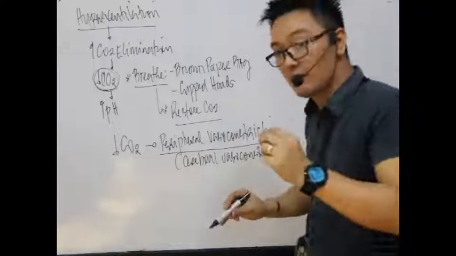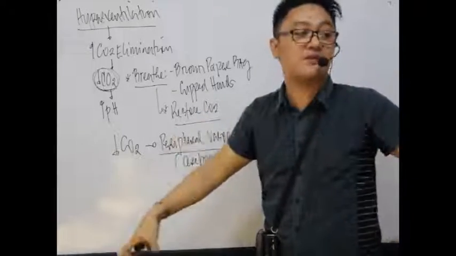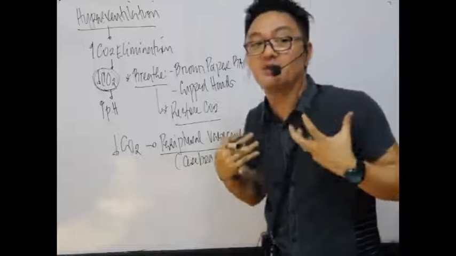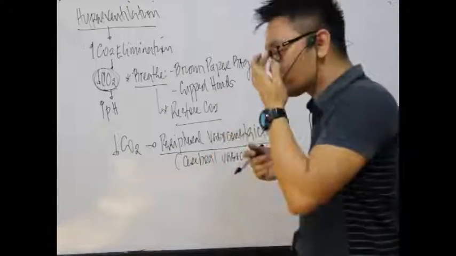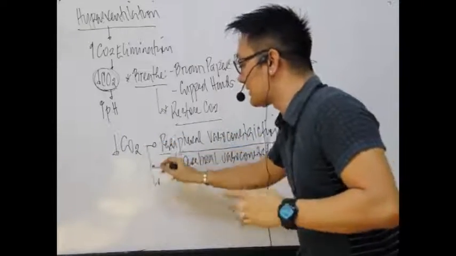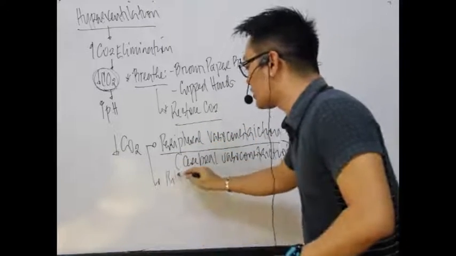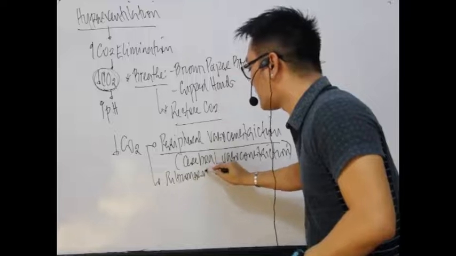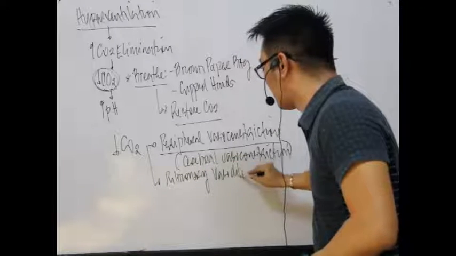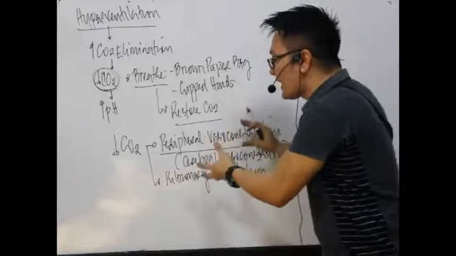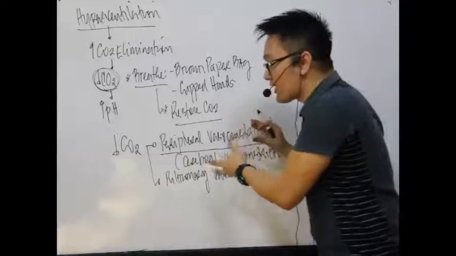Am I right? The blood vessels in the brain, therefore, it causes cerebral vasoconstriction. Now, the blood vessels in the peripheral area will constrict, but the blood vessels in the pulmonary area dilate. In short, hypocapnia can cause peripheral vasoconstriction, but it causes pulmonary vasodilation.